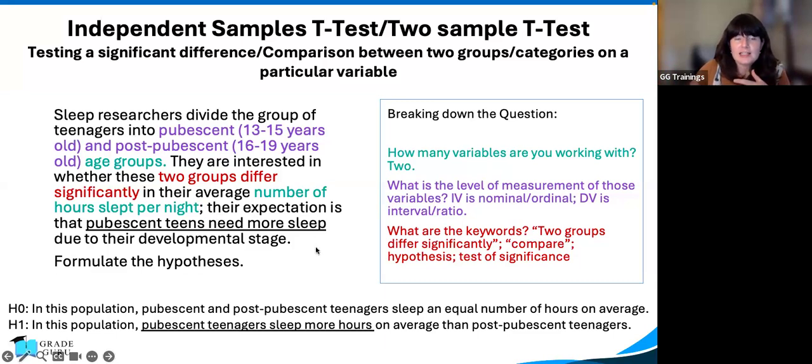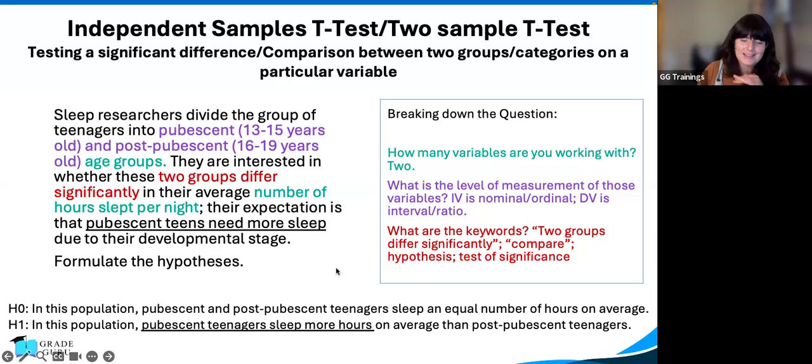Their expectation is that pubescent teens need more sleep due to their developmental stage. That is an indication that they want you to make H1 directional. If we look at the hypotheses, since you're comparing the two groups on their average hours of sleep: in this population, pubescent and post-pubescent teenagers sleep an equal number of hours on average.